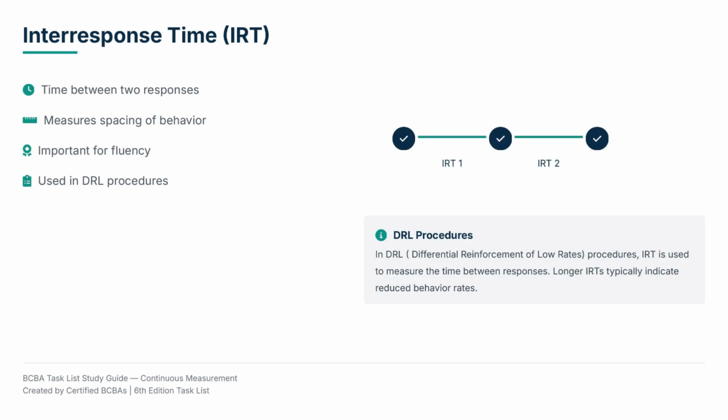Interresponse time, or IRT, refers to the time between two consecutive responses of the same behavior. Rather than measuring when behavior starts after a cue, IRT measures the spacing between responses. IRT is especially important when evaluating behavior rate and fluency. It is also used in differential reinforcement of low rates, or DRL procedures. In DRL interventions, longer interresponse times indicate that the rate of the behavior is decreasing.